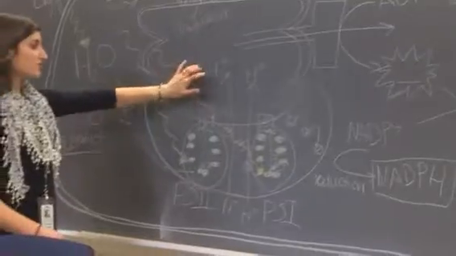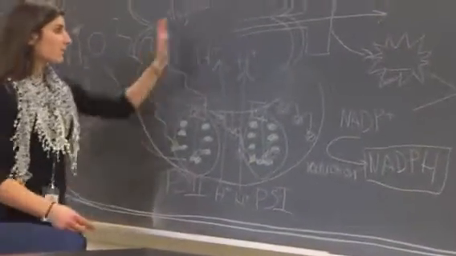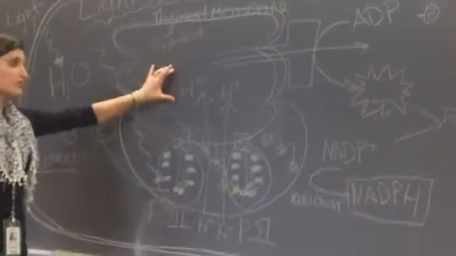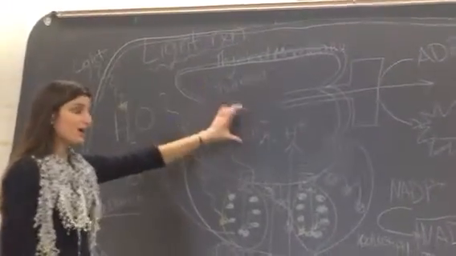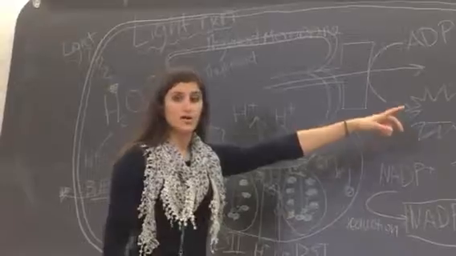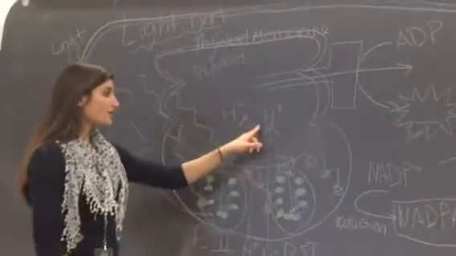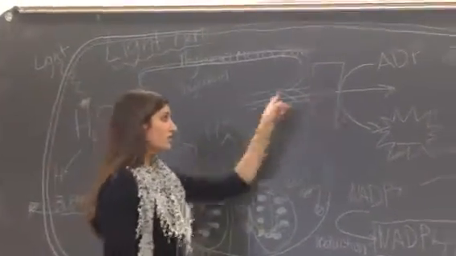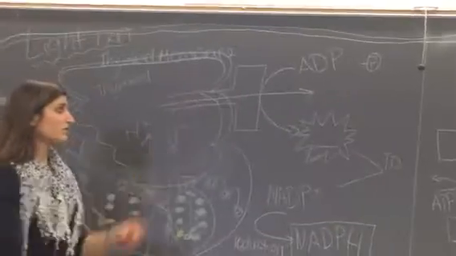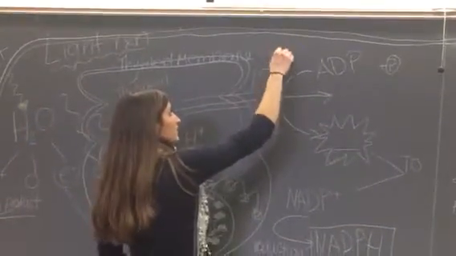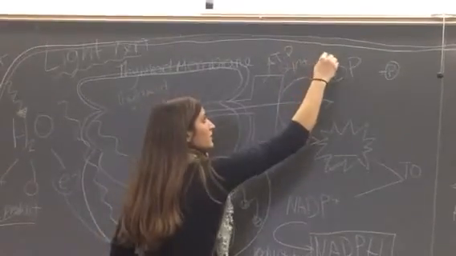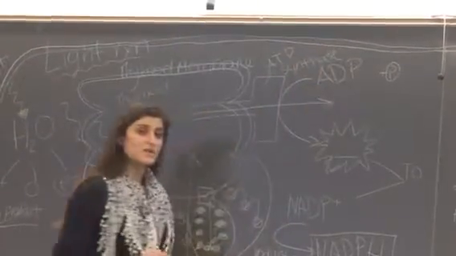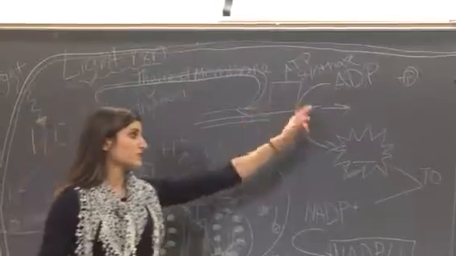We got to deal with these hydrogens really quick. We're going to have a very large buildup of hydrogens in here. Usually what things want to do, they want to move from a high concentration to a low concentration. So these hydrogens are going to move through this device right here, which is called ATP synthase.